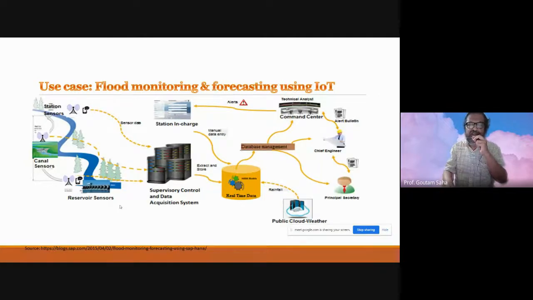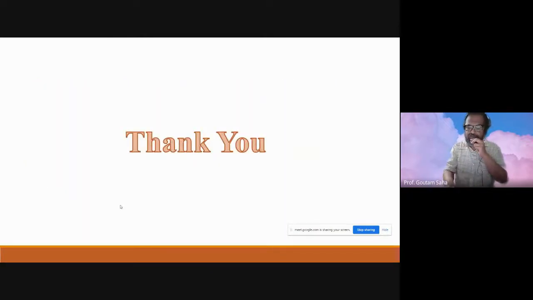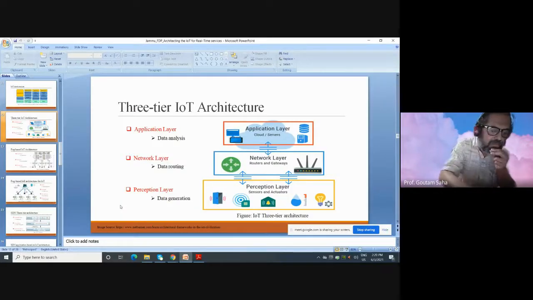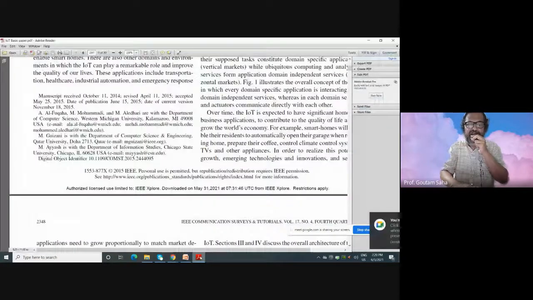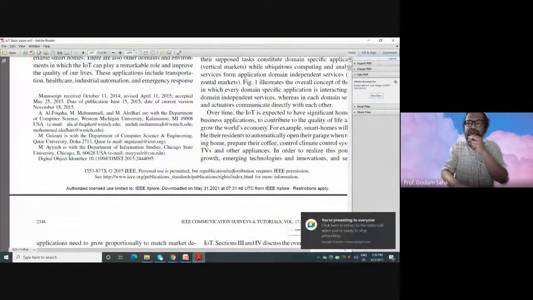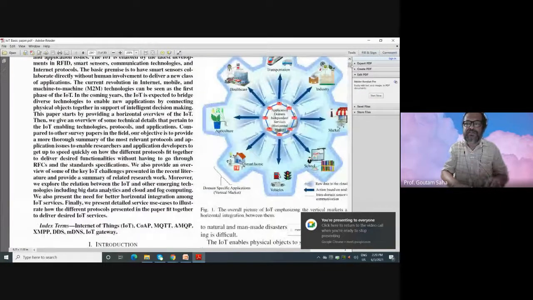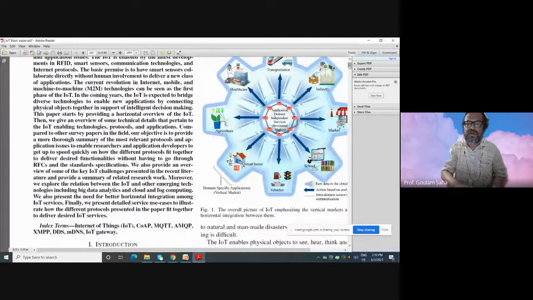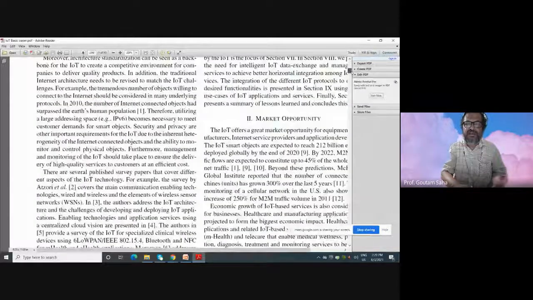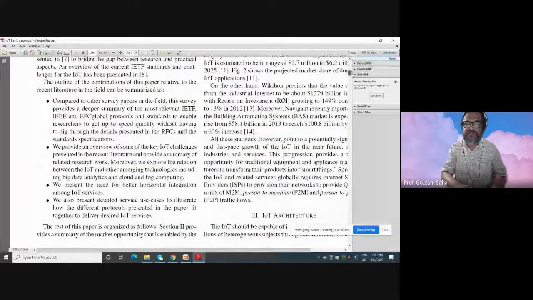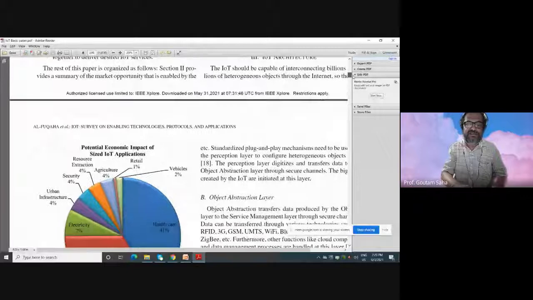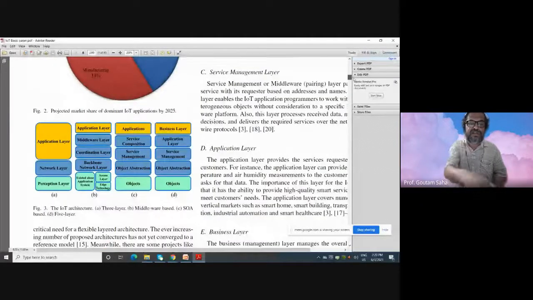Okay, so this is another thing. Thank you. But before thank you, I would like to show you something from another paper of mine. Please read this paper. You see, the paper is so good. I am just showing it to you in a nutshell. First it discusses the architecture and the application areas. Next, it discusses the market opportunity, the different market opportunities. Then it discusses IoT architectures. I have already discussed what each layer means.